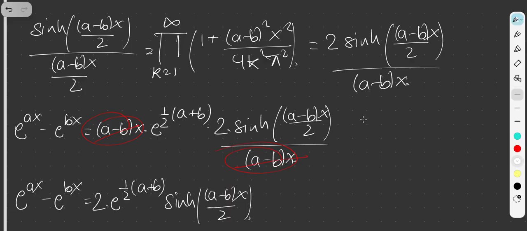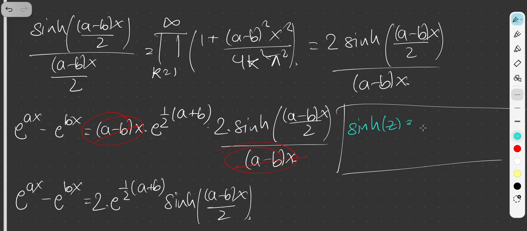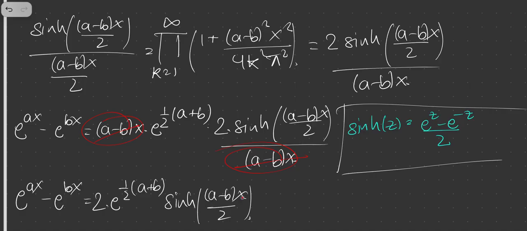So basically, we talked about the very first thing about the hyperbolic sine function, hyperbolic sine of x, or you can say z. Let's talk about z because we have x there. So it's e to the z minus e to the minus z over 2. And the argument is z if we compare it, so z equals (a minus b) times x over 2. That's what we're going to do in the next step.